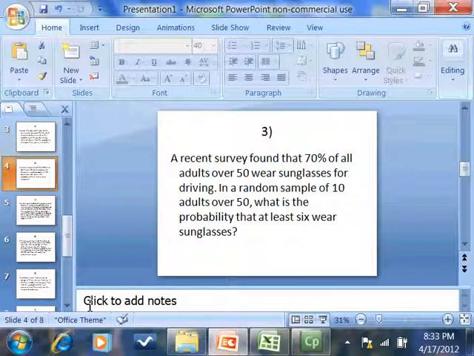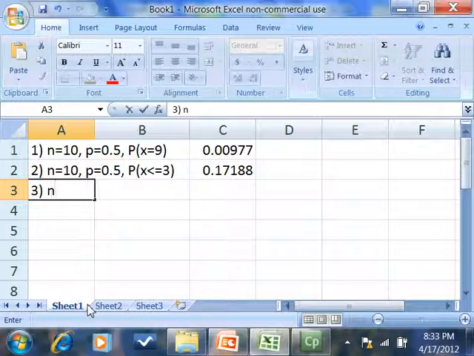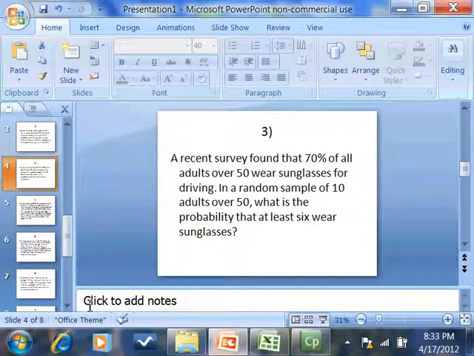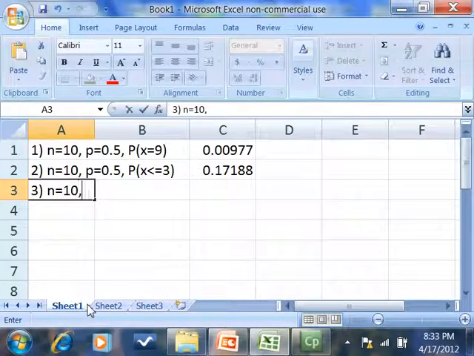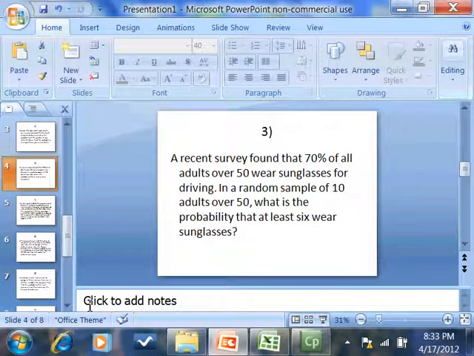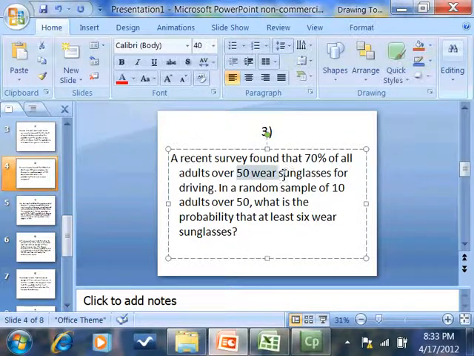A recent survey found that 70% of all adults. Usually when they give you a percent, that's going to be your p. In a random sample of 10 adults over 50, n would be 10 and p would be 0.70. Sometimes they give you the opposite. They say 70% wear sunglasses, and down below they might ask how many don't wear sunglasses, but these match. They say at least 6 wear sunglasses, and up here 70% is talking about the ones that wear sunglasses. So at least 6.